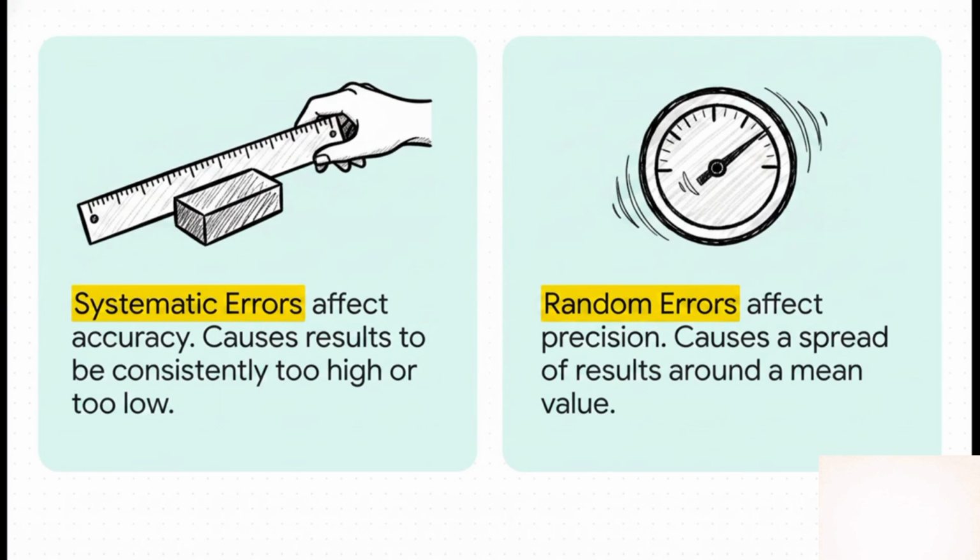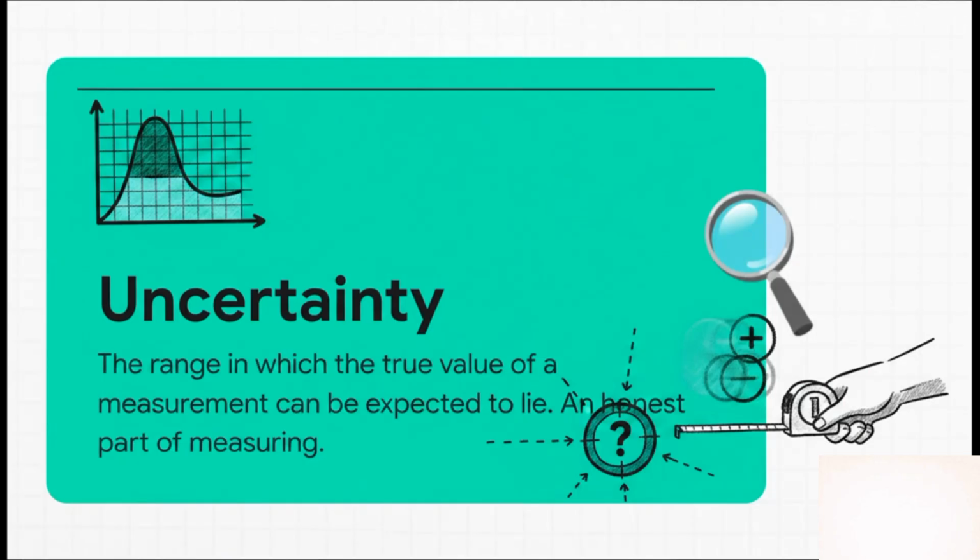There are systematic errors which affect your accuracy, like if your scale wasn't set to 0 before you started. Every single measurement will be off by that same amount. Then there are random errors which affect your precision. These are tiny, unpredictable things, like a little bit of electronic static that cause your results to scatter just a bit.